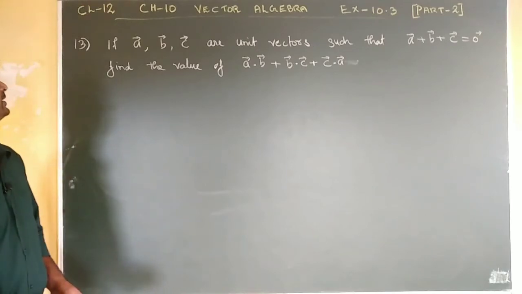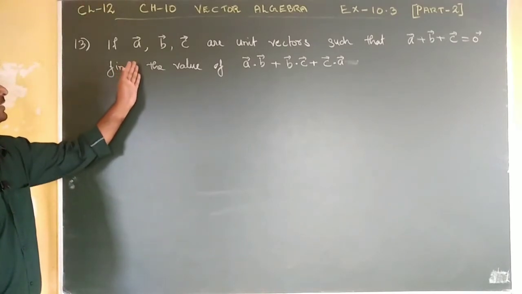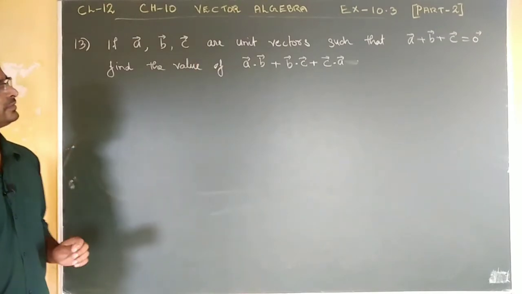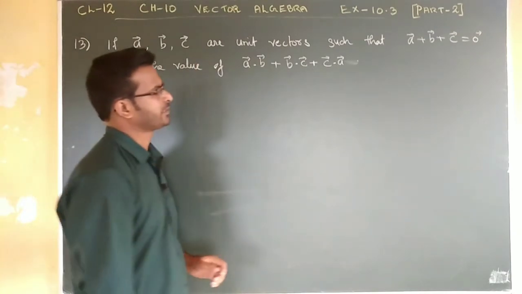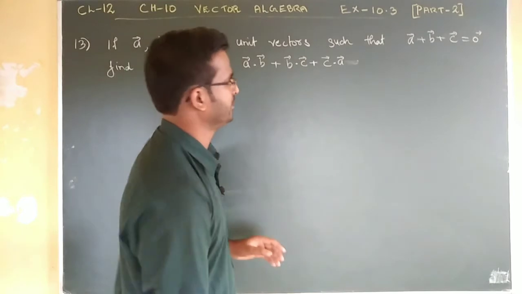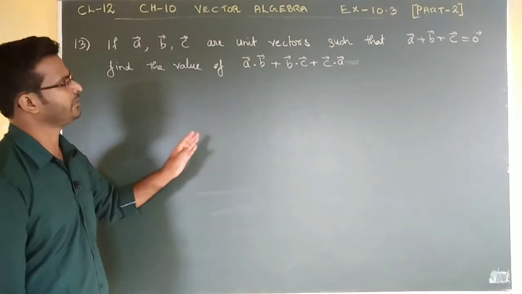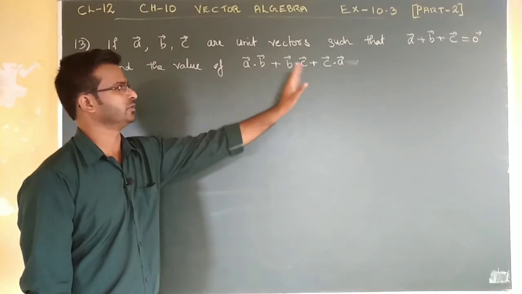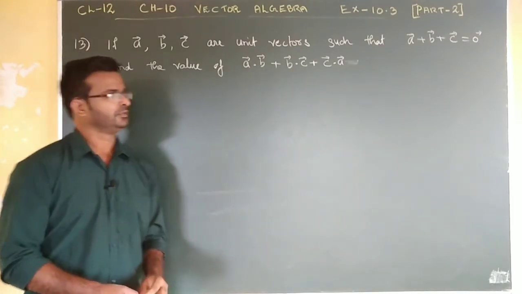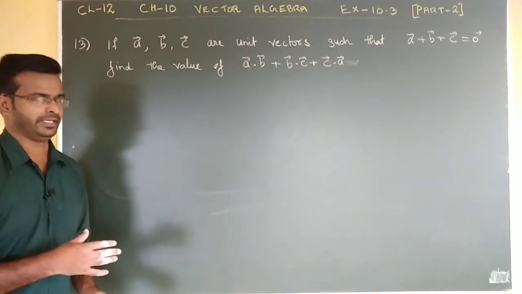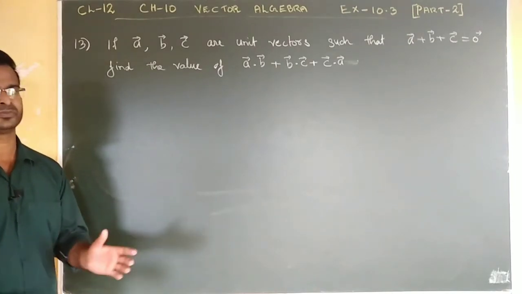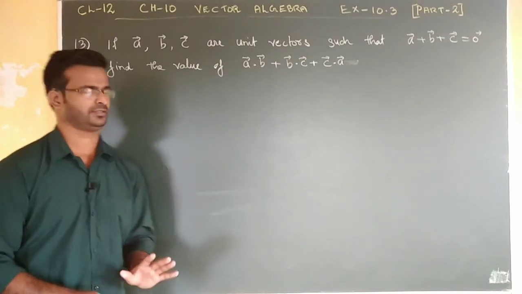Now question number 13. If A vector, B vector, C vector are unit vectors such that A vector plus B vector plus C vector equal to 0 vector, find the value of A dot B plus B dot C plus C dot A. Already they are given A, B, C are unit vectors. That means magnitude of that vectors are 1, isn't it?